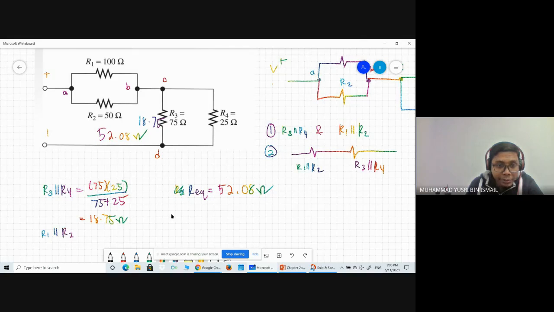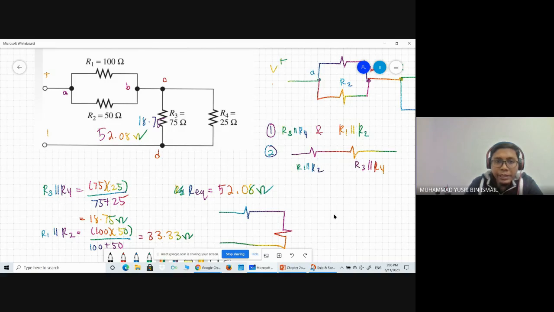Jadi sekarang ni yang kedua, R1 parallel with R2. Okay, 100 kali 50 divided with 100 plus 50 sama dengan 5000 bahagi dengan 150. So sini dapat 33.33 ohm. So daripada sini basically kita akan dapat satu series circuit.